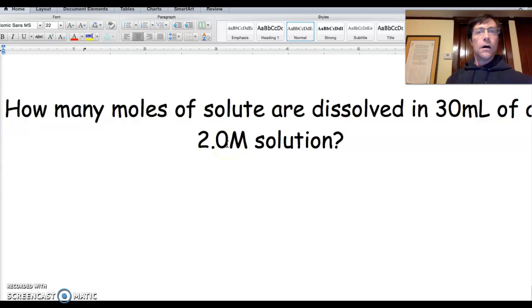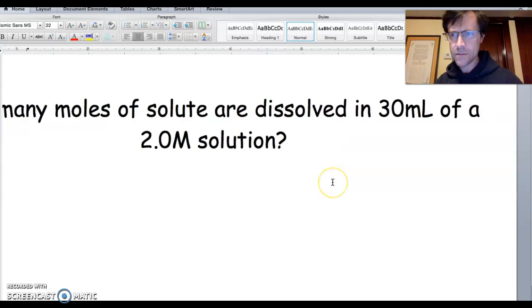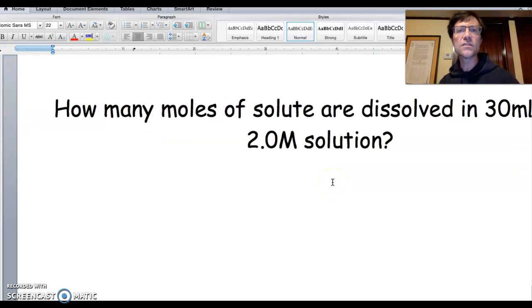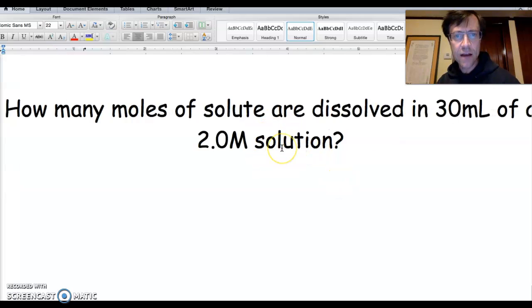All right. Next. Now this time instead of asking for molarity, they're asking for moles. So it's not going to be x equals, it's going to be something equals x over blah blah. Actually, I should read it first before I start talking. How many moles of solute are dissolved in 3 milliliters of a 2 molar solution? Okay. So again, the equation is molarity. This is my molarity, right? So this is going to be 2.0.